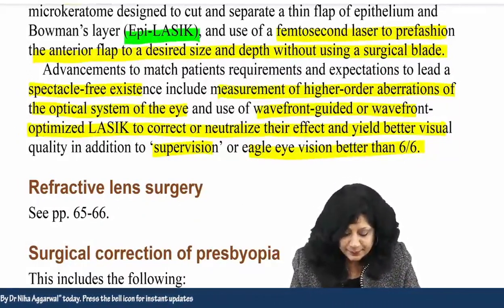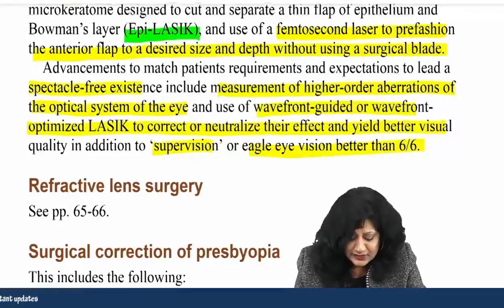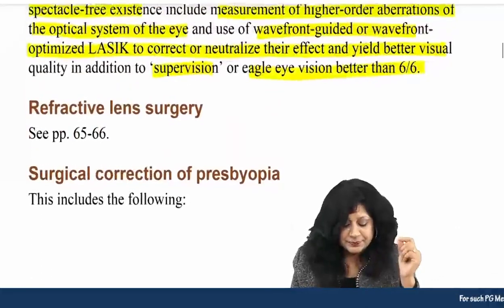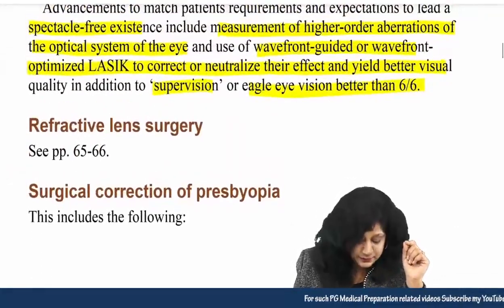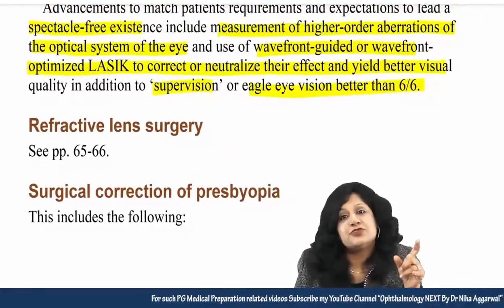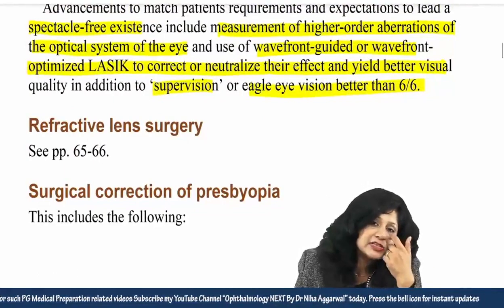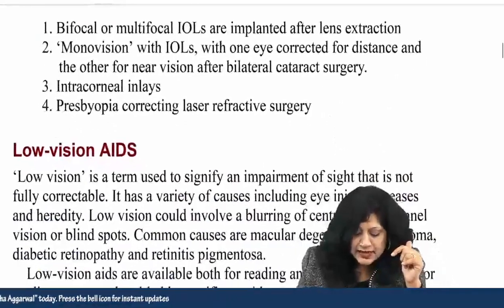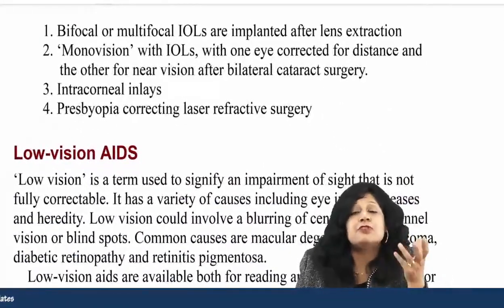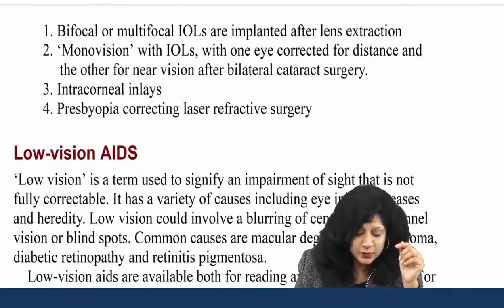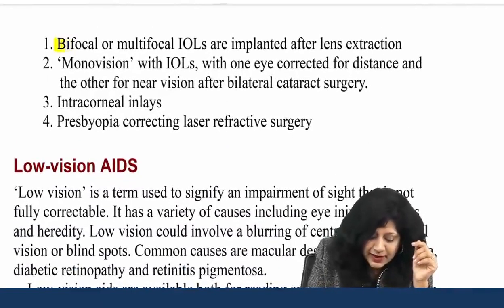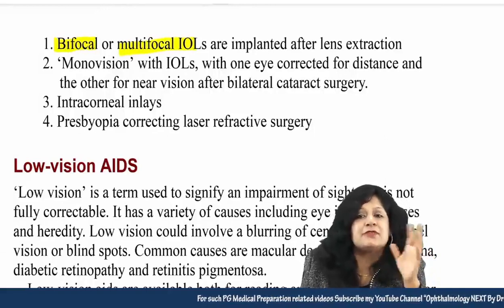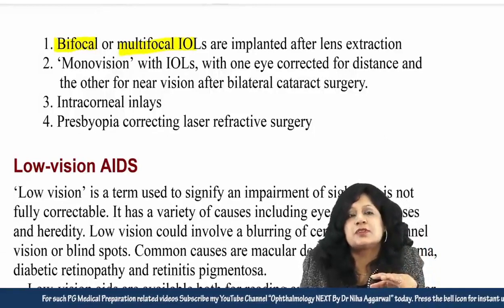So refractive lens surgery and the surgical correction of the presbyopia are to be dealt now. Refractive lens surgery, like we have already dealt before. So we are moving towards the surgical correction of the presbyopia. Like the other refractive errors, even we have the options for the surgical corrections of the presbyopia. Like bifocals, we have got the multifocal IOLs that can be implanted after the lens extraction, because when you are extracting the lens we have got loss of accommodation.